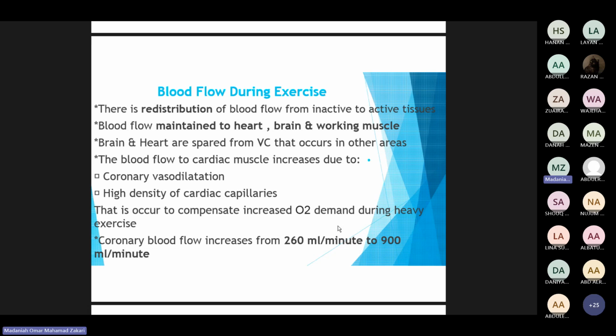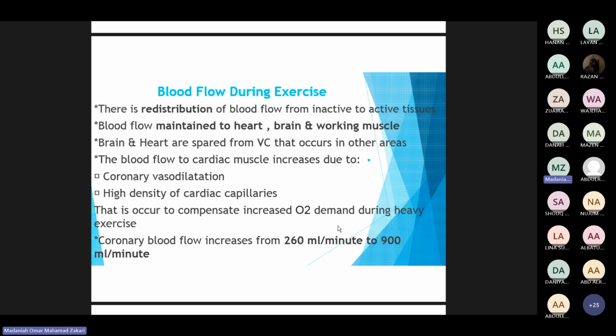So what are the causes of high blood flow to the cardiac muscle? Coronary vasodilatation. Why? Because of increased contractility, increased carbon dioxide, and all the metabolites, nitric oxide and all the metabolites that are produced increase and cause vasodilatation. Okay.